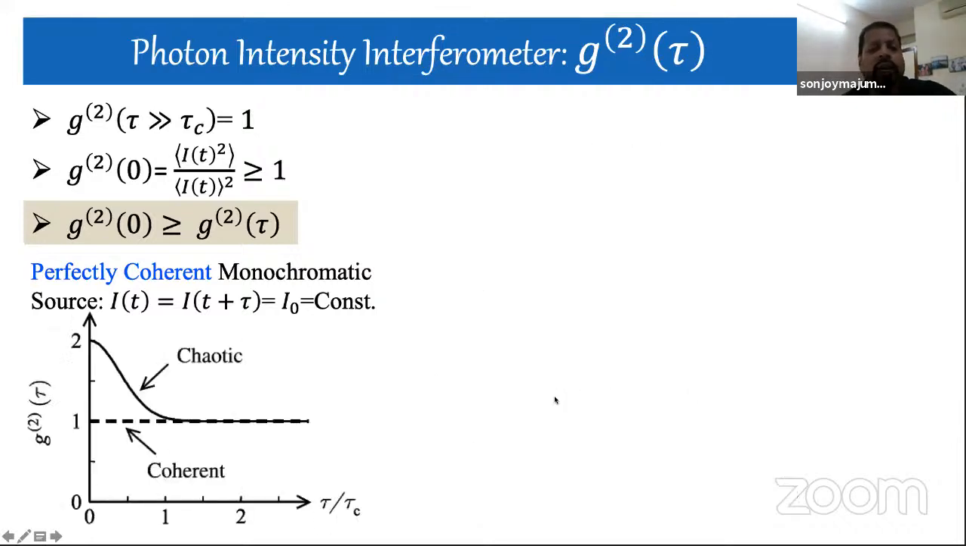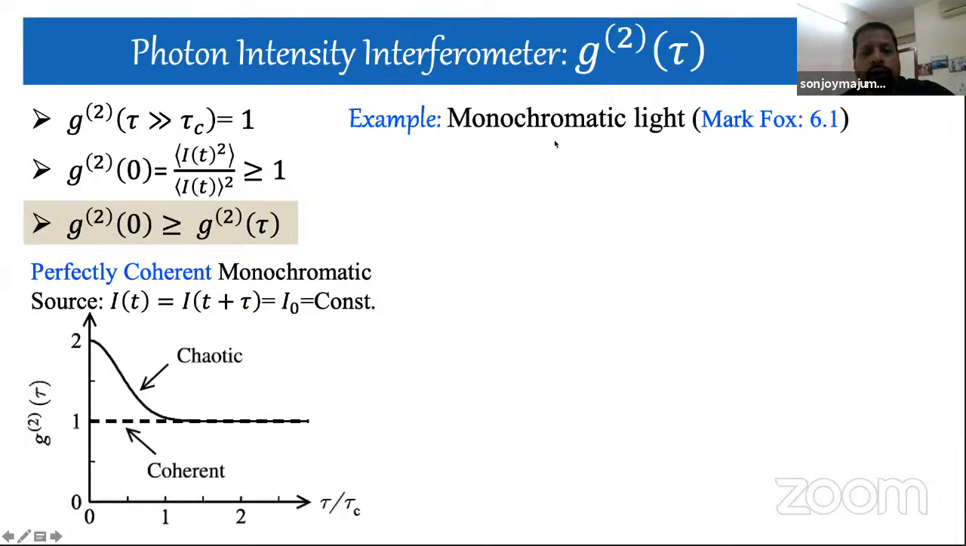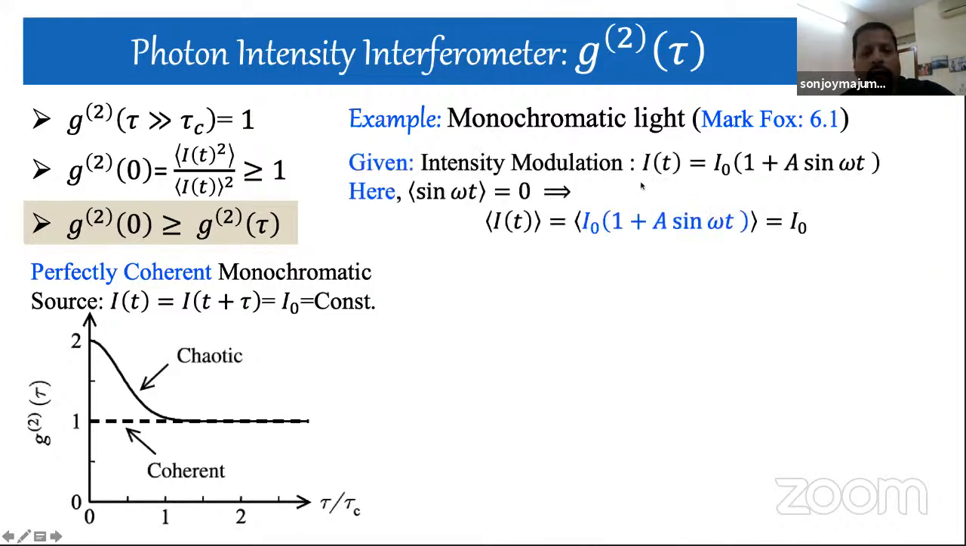So let's try to understand with a simple example, which is also given in the Mark Fox book, example 6.1. Consider monochromatic light whose intensity modulation is I0 times (1 plus a sine omega t). If you take the time average of sine omega t, it will be 0 because it is oscillating. Then the time average of this intensity is nothing but I0.